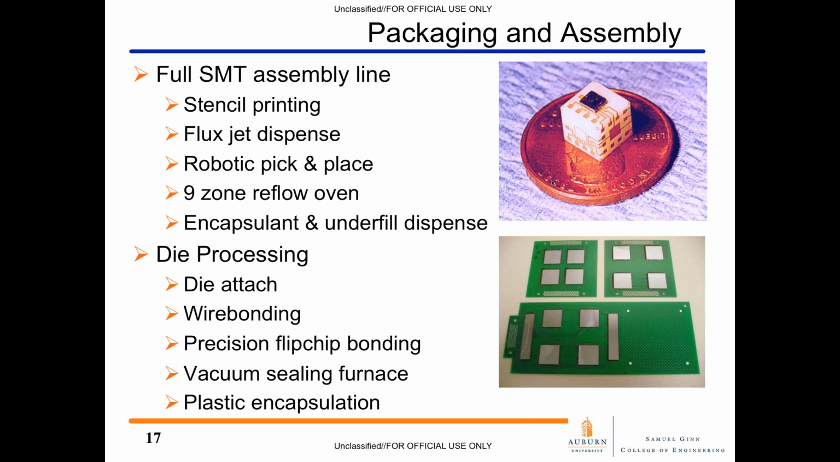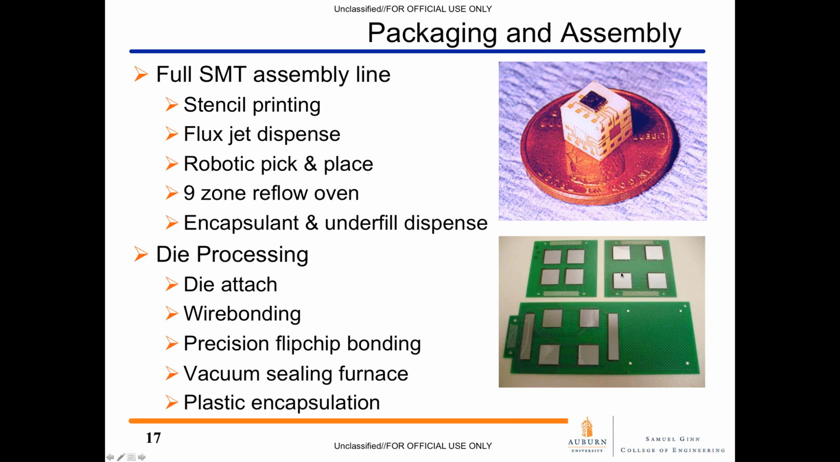A little bit more about our packaging and assembly. We have a full SMT assembly line, surface mount technology assembly line, from stencil printing, fluxjet dispense, robotic pick and place, the 9-zone furnace we talked about, encapsulant and underfill dispensing systems. We can do die attach, wire bonding, precision flip chip bonding. We have X-ray systems here to inspect after flipping, to look for alignment, vacuum sealing furnaces for the metal packages and other types of packages where you want to control the environment and then actually do a solder seal or those types of seals, and then some injection molding plastic encapsulation systems.